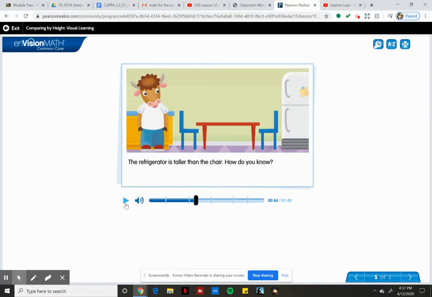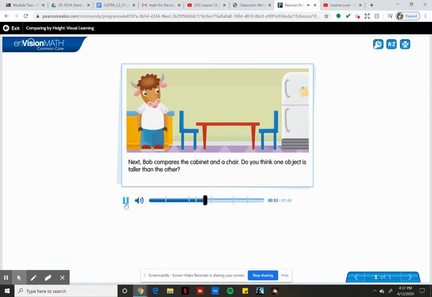How do we know which one is taller? Remember when we were looking at our lesson on our poster, we said that whatever the top of something is, when it's standing up nice and tall, when we see the top, which one is higher up? Which one has the greater height? So which one has the greater height? The refrigerator or the chair? The top of the refrigerator is higher than the top of the chair.